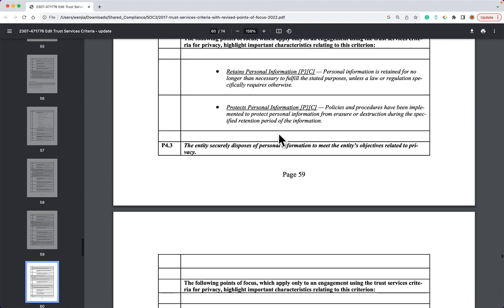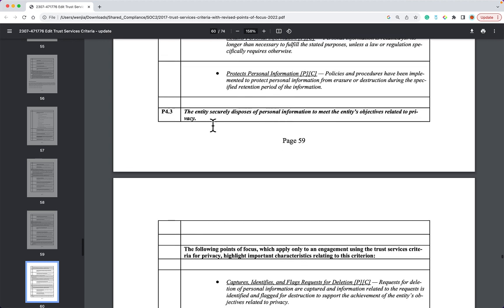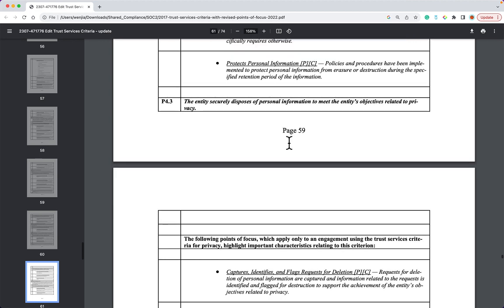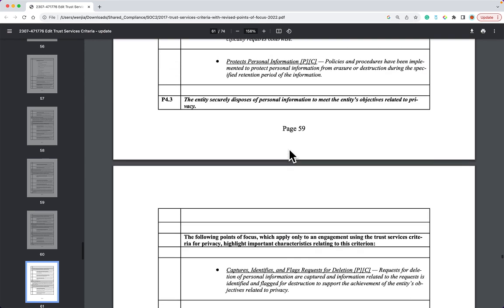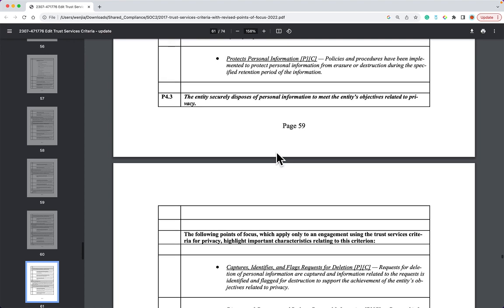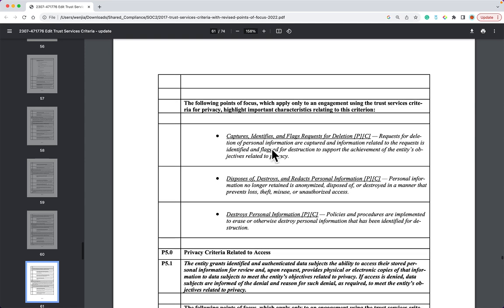You need to dispose of all the information after that, and during the time you are holding the personal information of data subjects, you need to have protections. Next one, the entity securely disposes of personal information to meet the entity's objective related to privacy. This is a complement for the last principle. So after you are using it, you need to dispose of it. And how to do that?